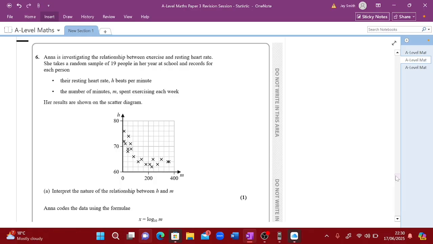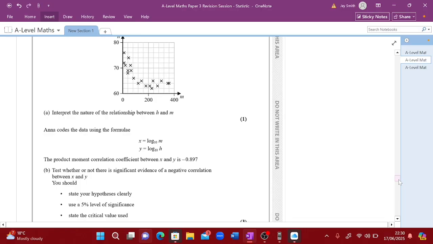Anyway, so final question. Anna is investigating the relationship between exercise and resting heart rate. She takes a sample of 19. Again, I'm going to highlight the number, underline it, sample of 19 people. She records their resting heart rate H and the number of minutes spent exercising, which is M. And the results form the scatter diagram. Interpret the relationship between H and M. So it wants you to comment on the relationship between H and M.